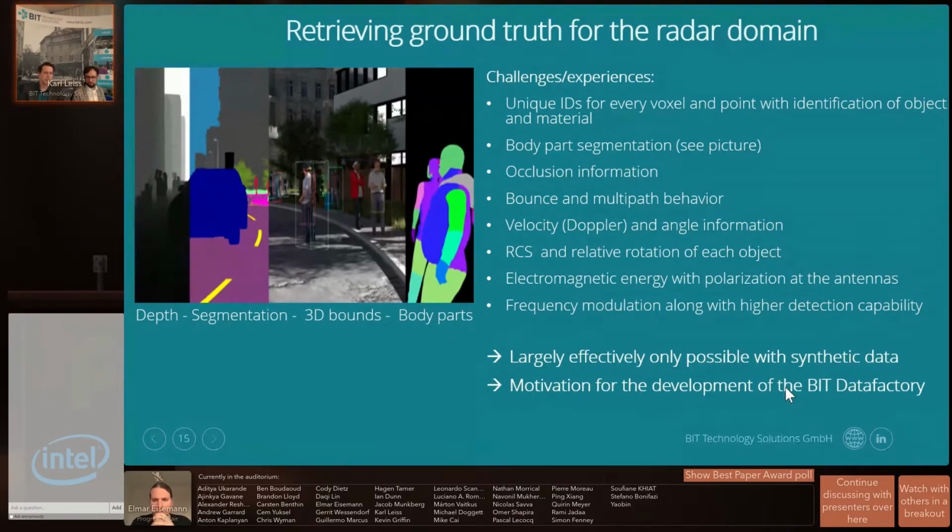And at the end of the day, this allows then in the future to also work with frequency modulation and getting even higher detection capability, which would be beyond what you as a human could do, where you would completely fail. And this largely is only effective with synthetic data, and was one of the main reasons for us to implement and develop this pipeline to boost AI training and development capabilities in the world.